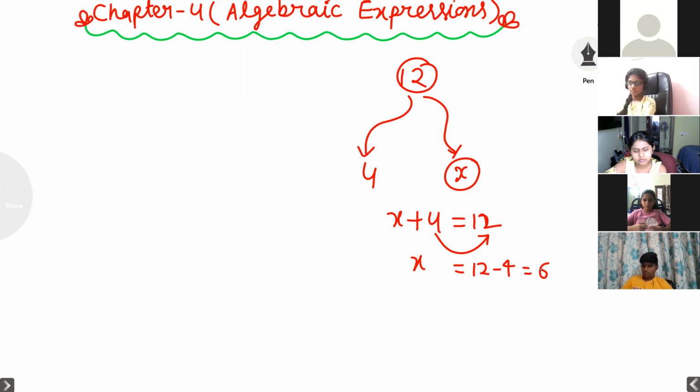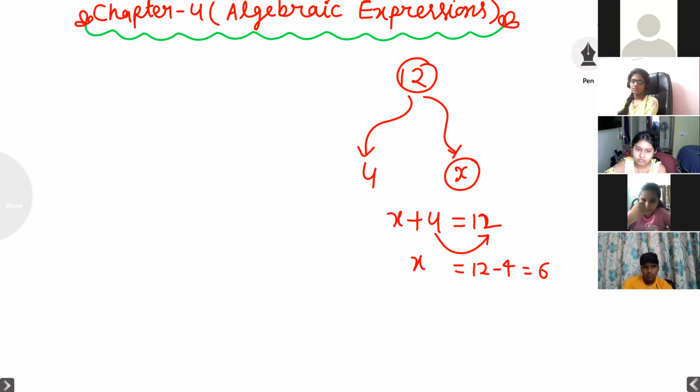What is the meaning of algebra? Algebra is the branch of mathematics dealing with symbols and rules for manipulating these symbols. In geometry, what we have learned? Dealing with shapes and size. In arithmetic, dealing with numbers. But in algebra, we are going to learn the branch of mathematics dealing with symbols and rules for manipulating these symbols.